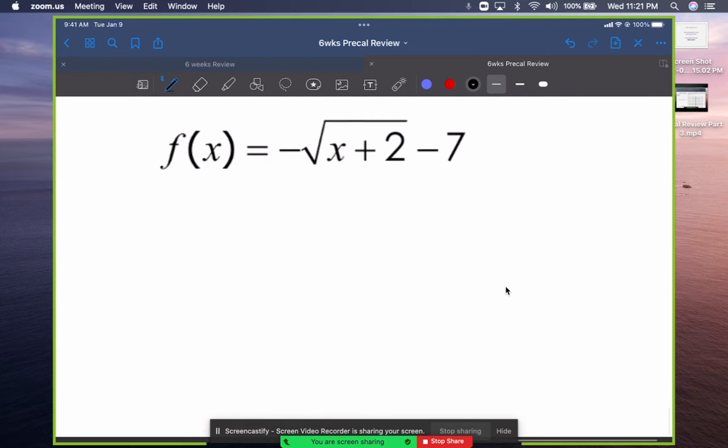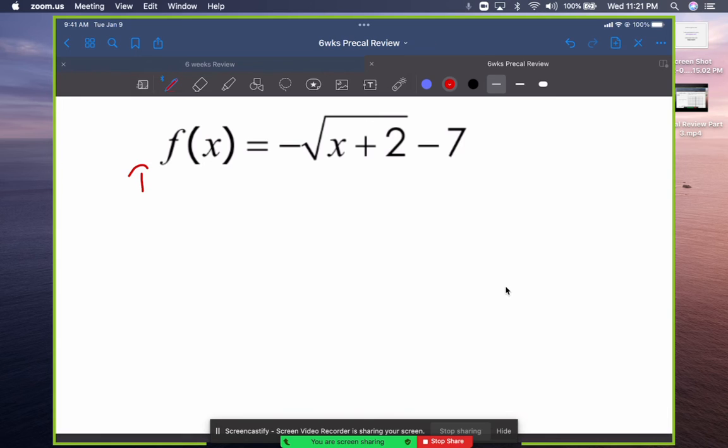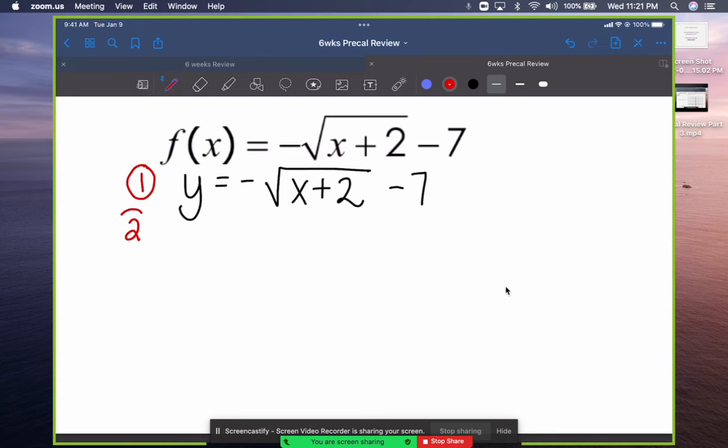All right, here is the next problem. I'm going to go ahead and start with step 1 again, which is just replacing f of x with y. So I should have y equals negative square root of x plus 2 minus 7. Okay. Step 2, still not too bad. All I'm doing is interchanging x and y. Everything else stays the same. They're literally just switching places.